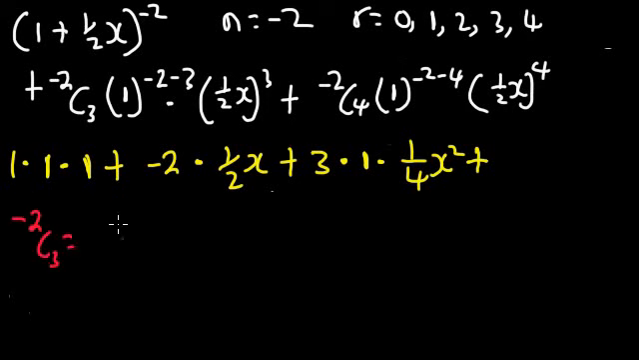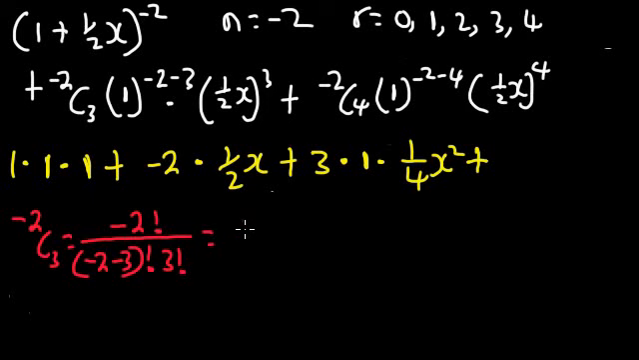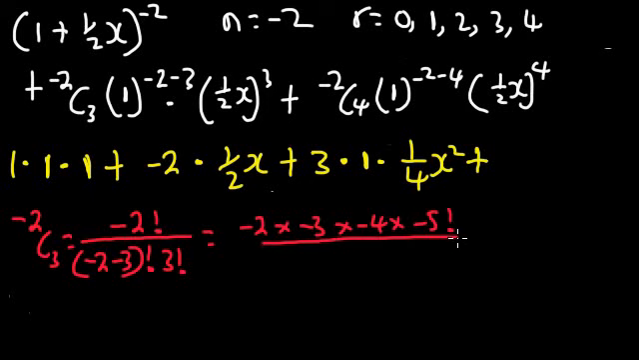combined with 3. That becomes minus 2 factorial divided by minus 2 minus 3 factorial, which is n minus r factorial, times 3 factorial. Now minus 2 factorial is the same thing as minus 2 times minus 3 times minus 4 times minus 5 factorial. So I don't need to put in the brackets. Minus 5 factorial. So the concept we used earlier, I've used it straightforward. Okay, minus 2 minus 3 gives us minus 5 factorial times 3 factorial. That's just 3 times 2 times 1.